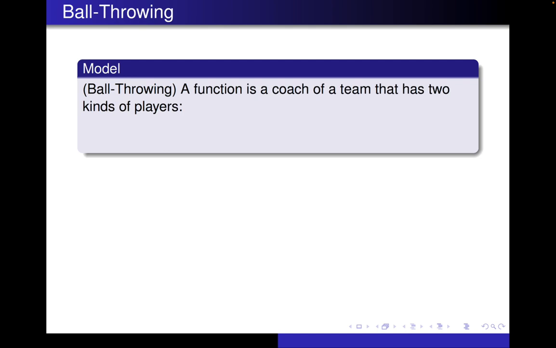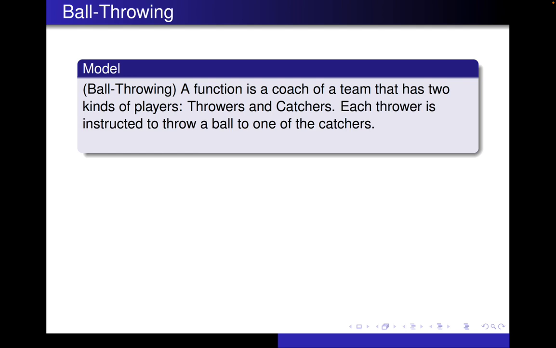All right, so now we have another model. This one I call the ball throwing model. In this case, your function is a little bit different. Actually not that much different. It's still a person, but this time it's like the coach of a team. And the coach has two different kinds of players on this team. They have throwers and they have catchers. So what happens is each thrower has a ball and is instructed to throw a ball to one of the catchers. And the rule is that each thrower can only throw one ball.